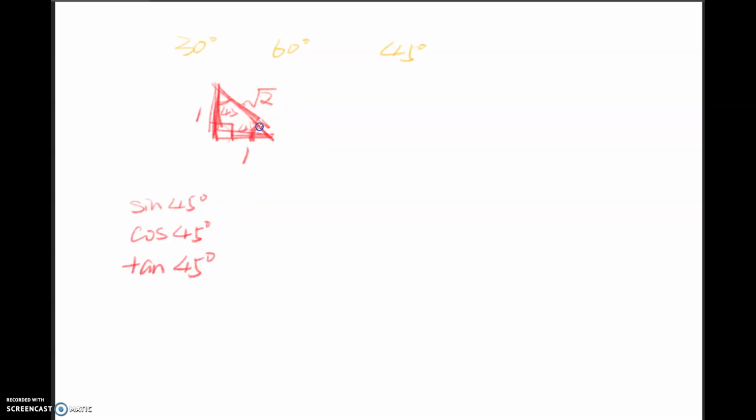Alright, so here is your angle, and I hope you know SOHCAHTOA. Sine is opposite over hypotenuse. That's 1 over square root 2, or after we rationalize it, it's square root 2 over 2. So cosine of 45 is the same thing. It's adjacent over hypotenuse. However, it's also 1 over square root 2, or square root 2 over 2. And tangent of 45, tangent is opposite over adjacent. So it'll be 1 over 1, which is just 1. Okay, so that's when we call it in degrees.